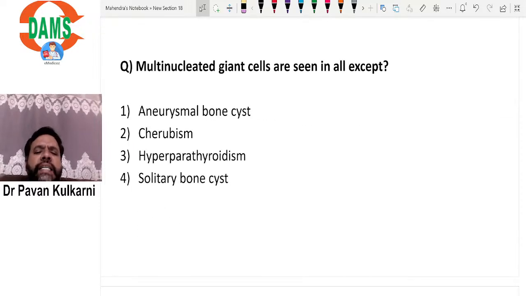Multinucleated giant cells are seen in all. Aneurysmal bone cyst, yes. ABC, yes. Hyperparathyroidism, yes. Solitary bone cyst: in case of solitary bone cyst or traumatic bone cyst, you will not see these giant cells. So multinucleated giant cells are not a feature of SBC, solitary bone cyst.